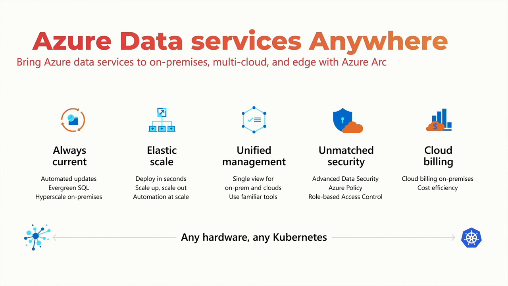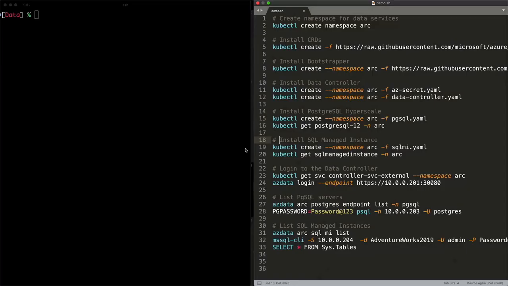So let's see how we can deploy Postgres Hyperscale and SQL managed instance on one of the Kubernetes clusters registered with Arc. So let's switch to the demo. All right. So in this demo, I'll walk you through the steps involved in deploying Azure Arc-enabled data services in one of the Kubernetes clusters. And in this case, it's going to be our bare metal cluster. Since it's a slightly long-winded process, I'm going to walk you through the steps, but this is not installing everything in the demo. I have pre-configured this cluster just to make sure we save time.